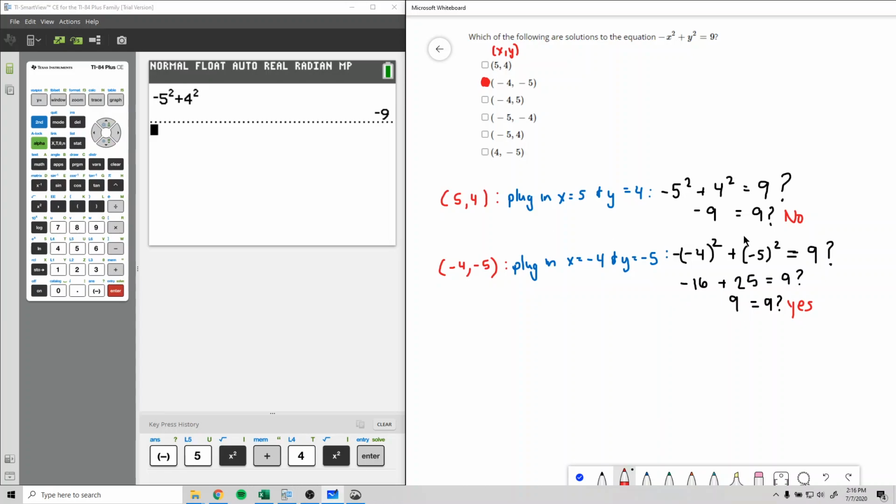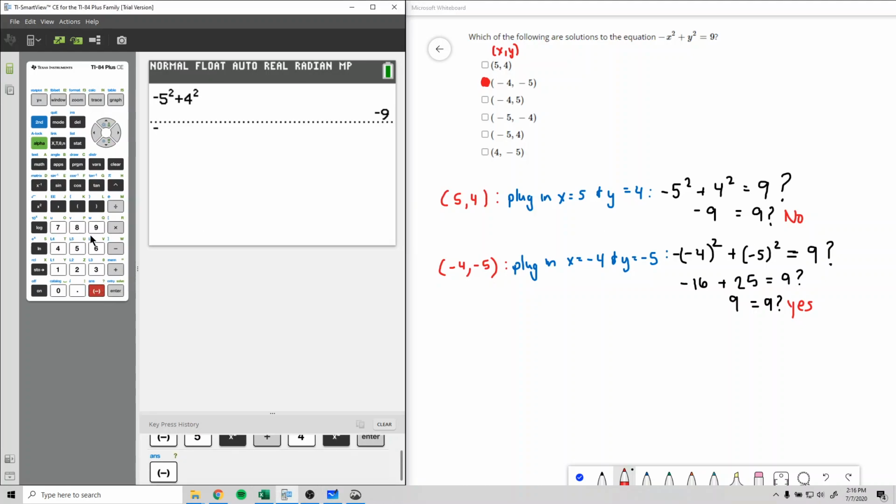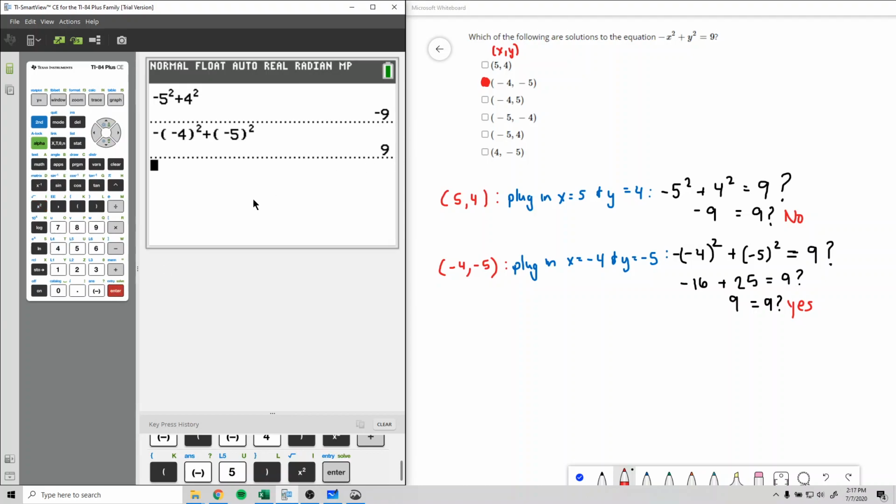Now we can just see this in the calculator. You can do it step by step in the calculator. You can type the whole thing in at once from the beginning. So we got negative and then negative 4 squared plus negative 5 squared. See that I'm using my parentheses exactly like I wrote them down. If you forget these parentheses, you will get it wrong in the calculator and on the paper. But we see that it is in fact 9.